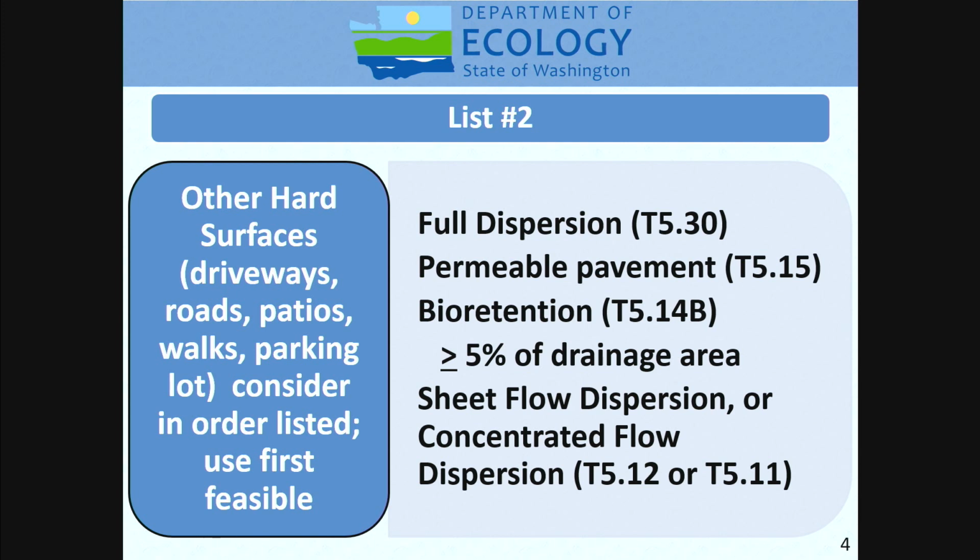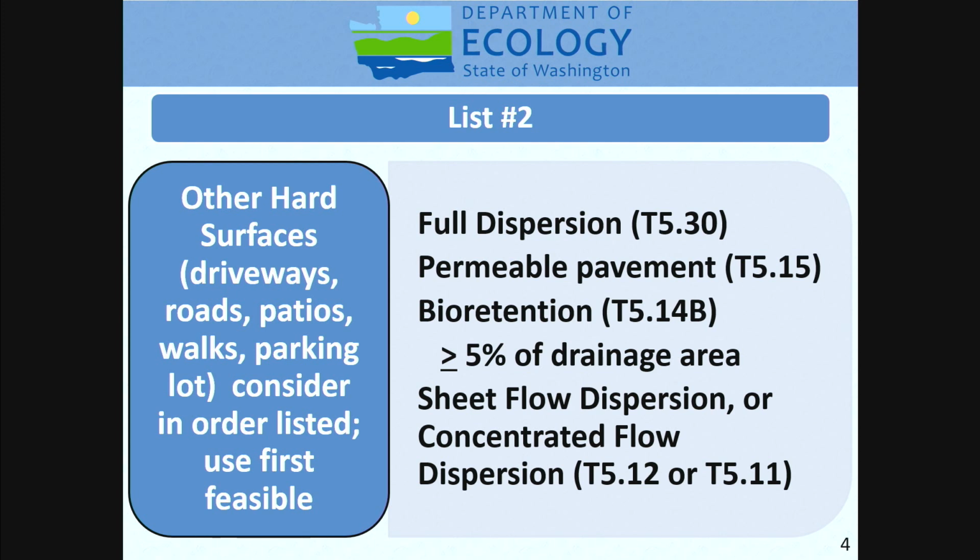particularly for the other hard surfaces, Ecology's view of this is that you can't gather all the hard surfaces together. You have to break out each individual type of hard surface. You can't gather the patios and the sidewalks and the streets and say those are all hard surfaces and my street is infeasible, therefore I don't have to do anything for the hard surfaces. You have to look at each different type of hard surface individually.